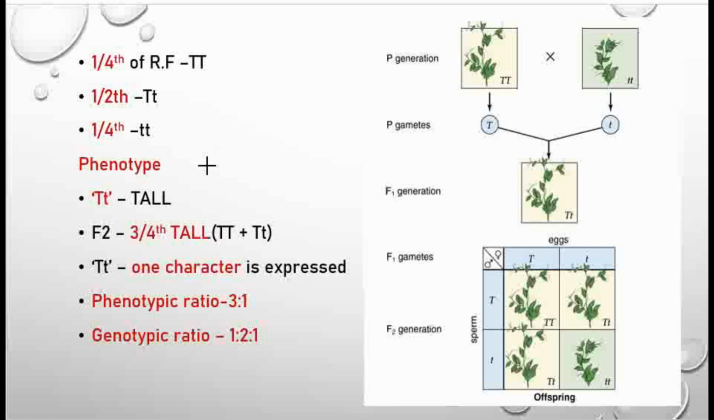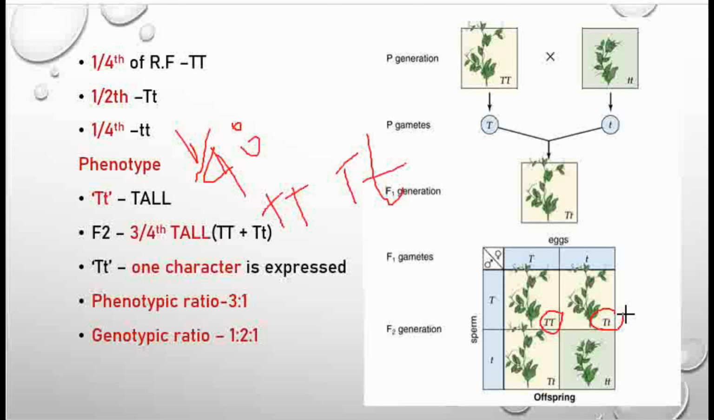So the same 4, how many? Let's first write the capital T, capital T combination. How many capital T, capital T can you see in this square box? I'll count. Only 1 is there. So among 4, only one capital T, capital T combination. So next combination is capital T, small t. So how many capital T, small t combinations are there? 1 and 2. So 2. So among 4, 2 plants have this genotype combination.